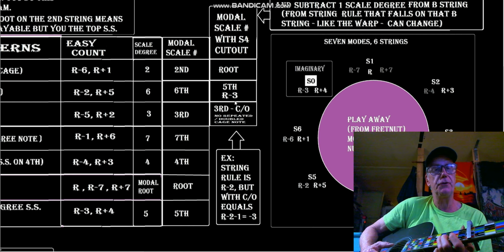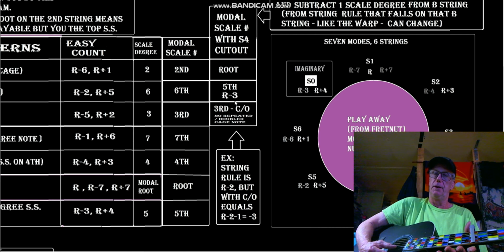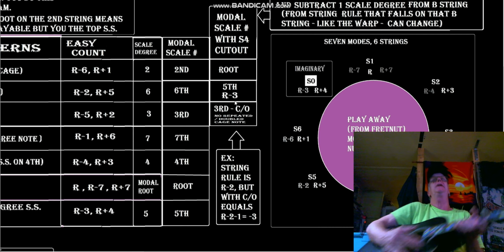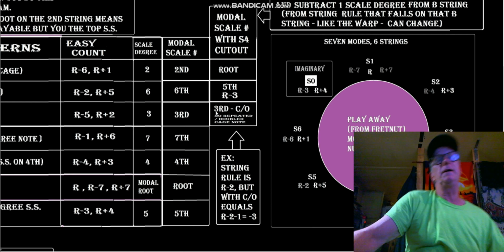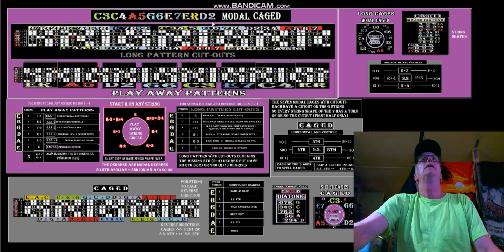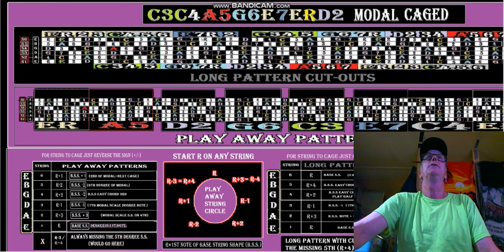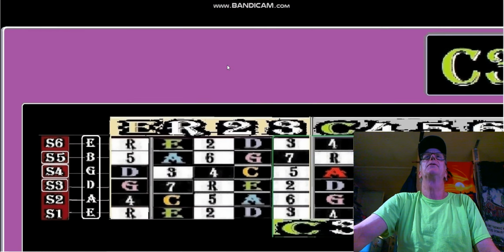So if it's supposed to go to 2, then it's supposed to go to 2 goes to 3. It's 1 less than 3 to 2. So that's simply what it is, and it's a wonderful way of looking at it. Again, let's look at those cutouts. It makes it so much easier. So here's your long pattern cutouts.